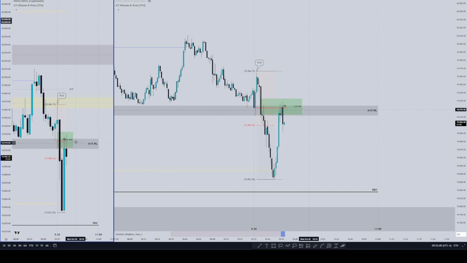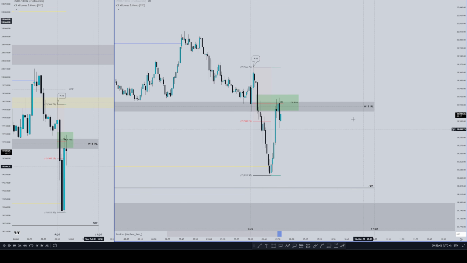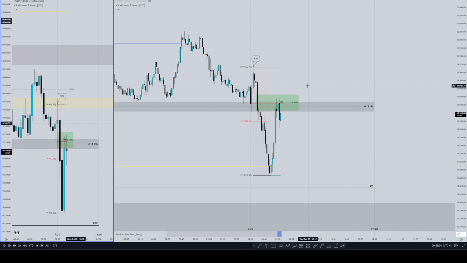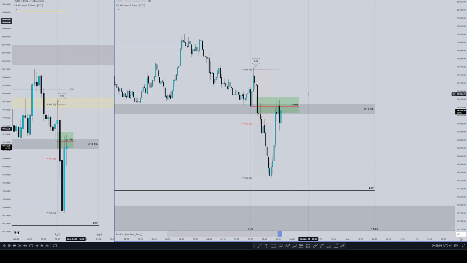So 5-minute candle bodies are closing below the IRL here, also within this little tiny 5-minute SIBI. So we're still holding this bearish order block here in the first presentation gap.